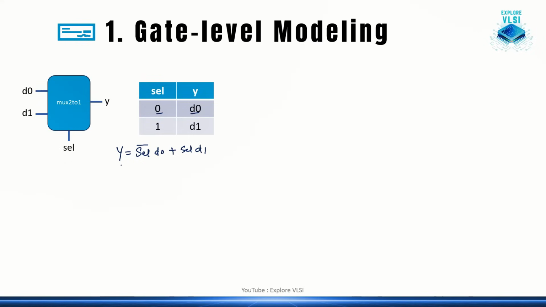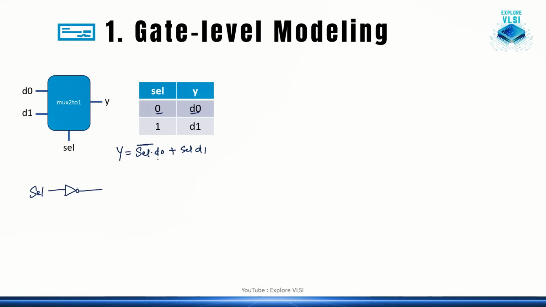Now to have this in a gate level structure, we should have select, D0 and D1 as our inputs. Let me take my select as the first input. I need select bar here, so I need to have one NOT gate. This NOT gate output is my select bar.